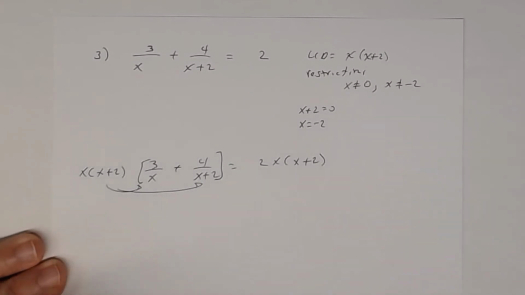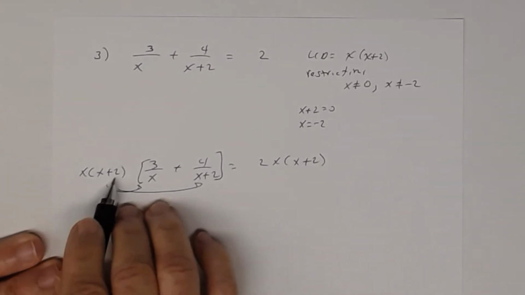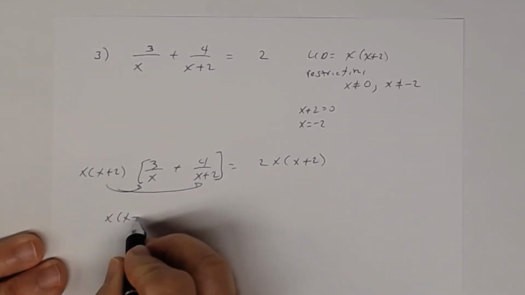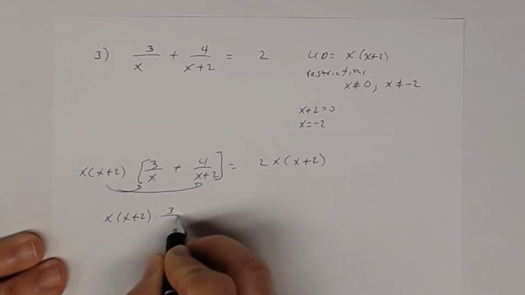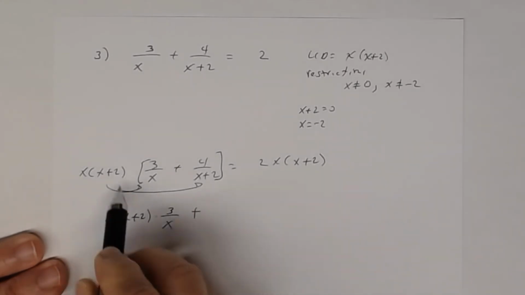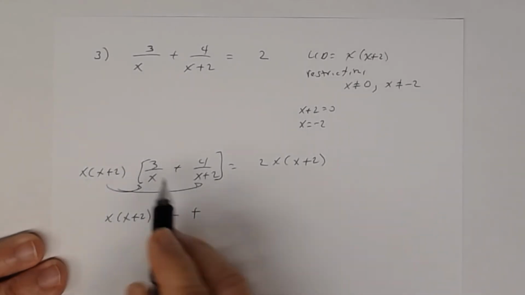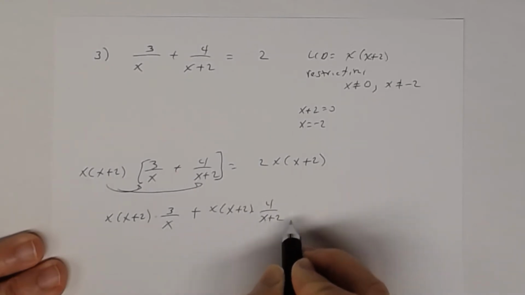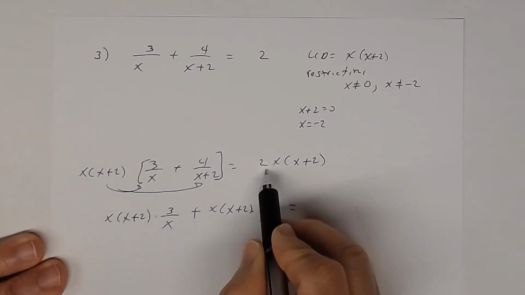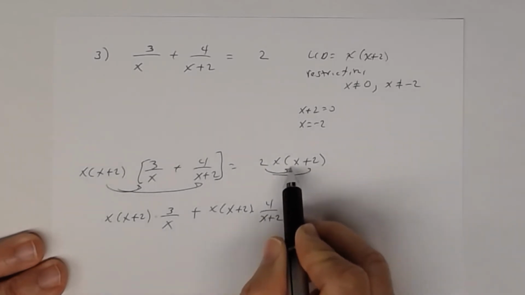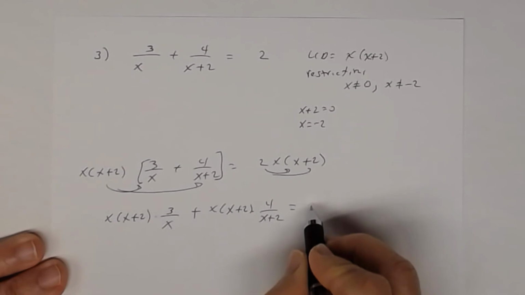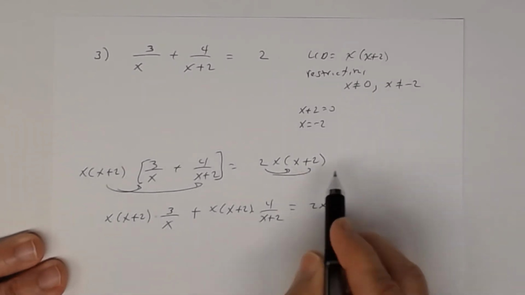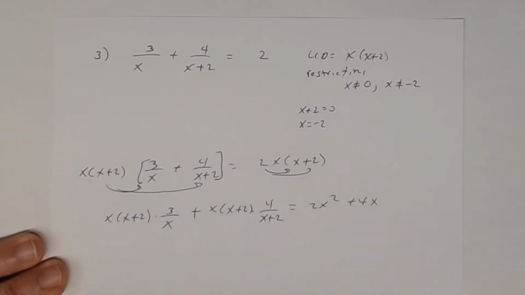So we're going to use the distributive property. And over here, remember, that's the LCD times that first rational expression. So x times x plus 2 times 3 divided by x, plus the LCD, x times x plus 2, times 4 divided by x plus 2, equals. And over here, I can go ahead and distribute the 2x. So that's 2x times x, which is 2x squared, and then 2x times 2, which is 4x. All right, so that's where I'm at.